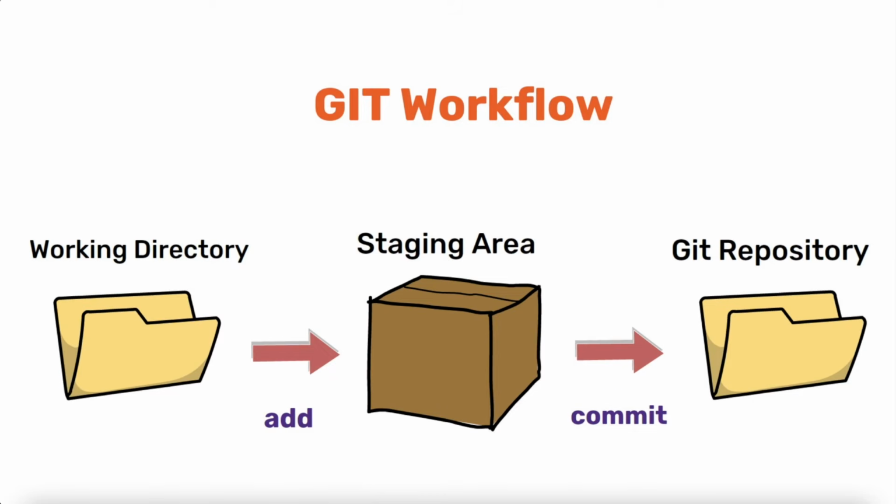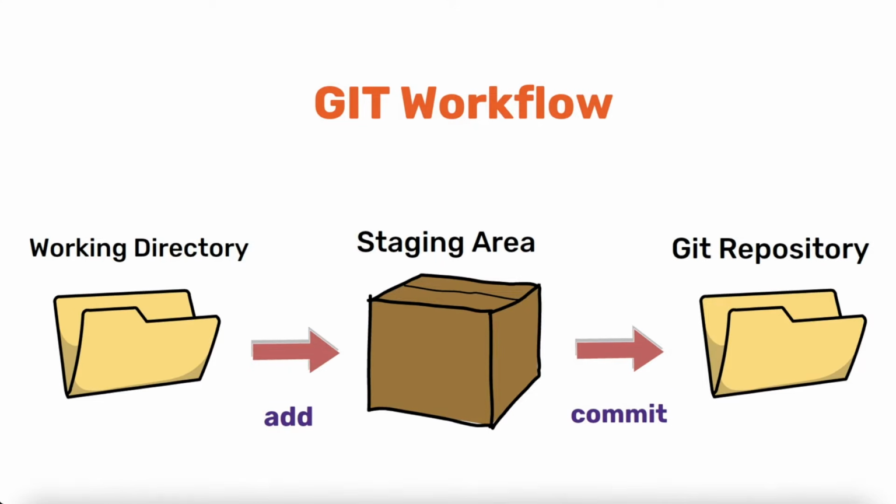This is where I'm going to give you an overview of the Git workflow. Whenever we have a Git repository, there are internally three layers that Git refers to. The first is the working directory, which is basically your local folder that you have created. And then there is something called a staging area.